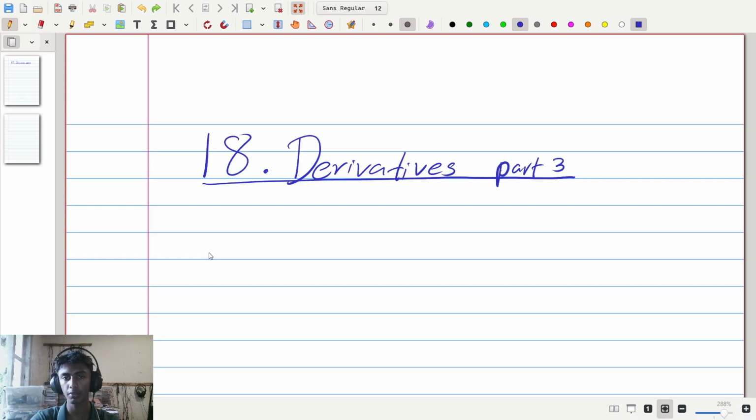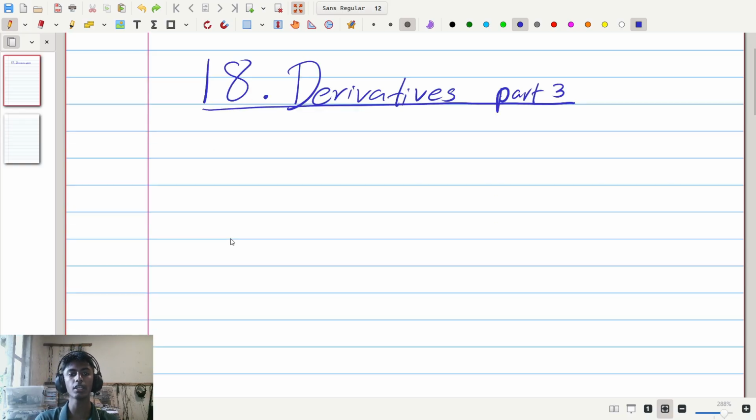So we are on part number 3, where we are going to be considering first off higher order derivatives, and then we'll be considering implicit functions and differentiating implicit functions, and then we'll be considering parametric functions and differentiating parametric functions. So let's go. Our first topic is higher order derivatives.